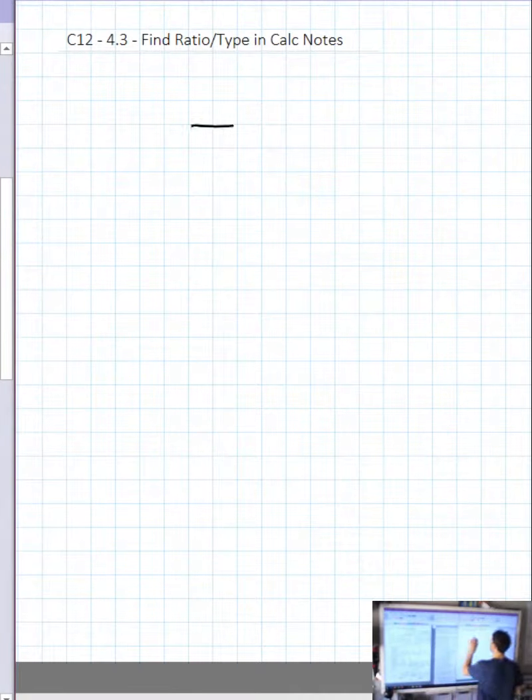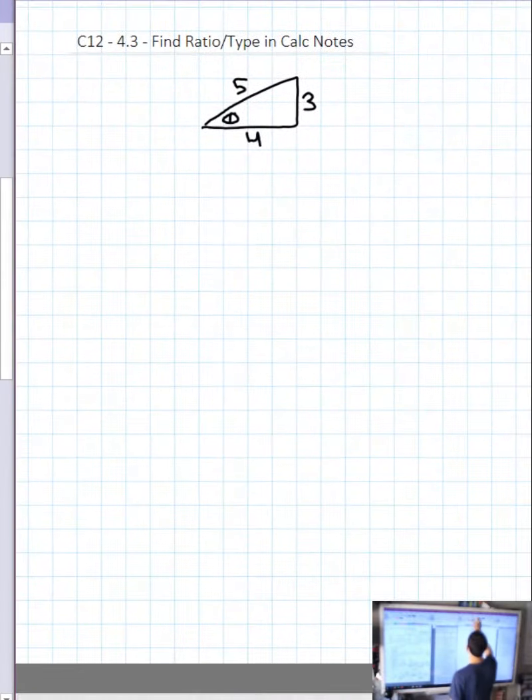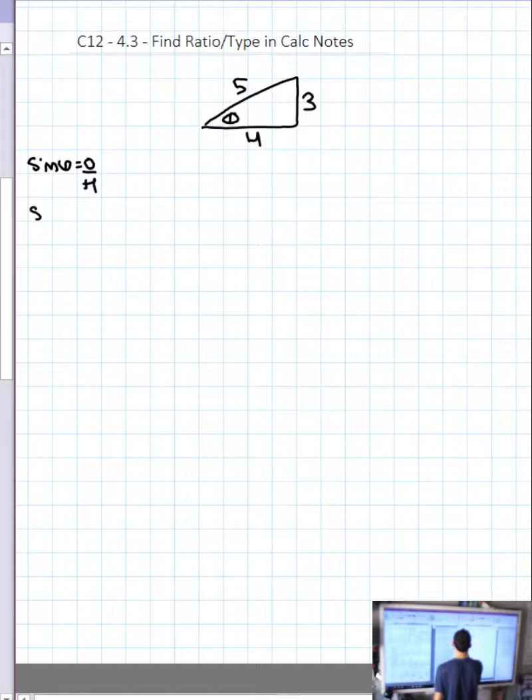Okay, let's take a classic 3, 4, 5 triangle and call this theta. And let's go through some definitions. So we first know that sine theta is equal to opposite over hypotenuse. Therefore, sine theta is equal to 3 over 5.